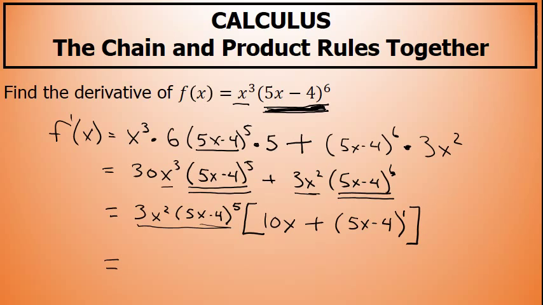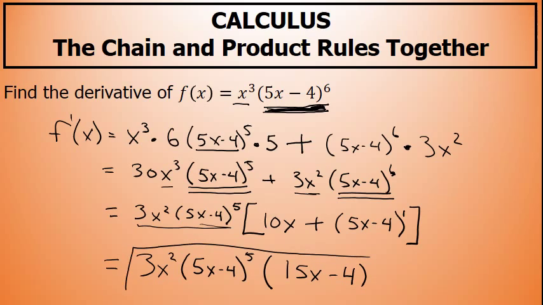One step left in the simplification process. I'm going to copy down the common factor that I brought out to the front, unchanged. And then inside this bracket, I have 10x plus 5x minus 4 to the first. 10x plus 5x minus 4 is 15x minus 4 after combining the like terms. So the derivative in factored form of x to the third times (5x minus 4) to the sixth power is 3x squared times (5x minus 4) to the fifth times (15x minus 4).